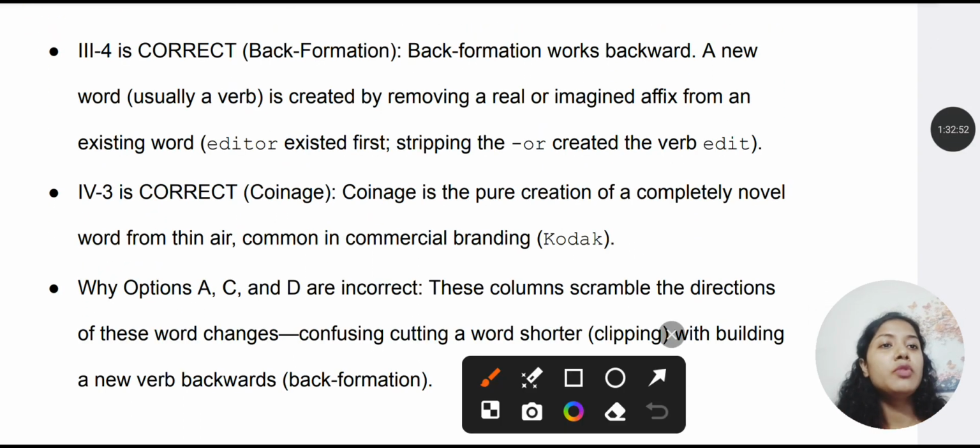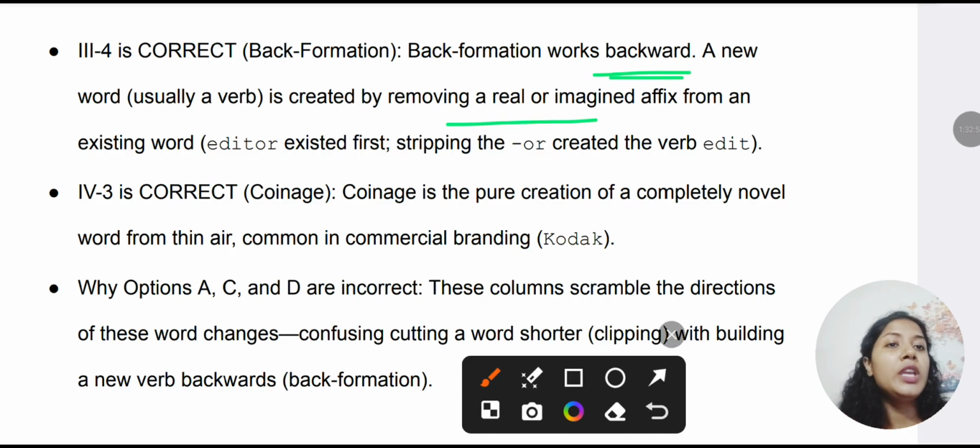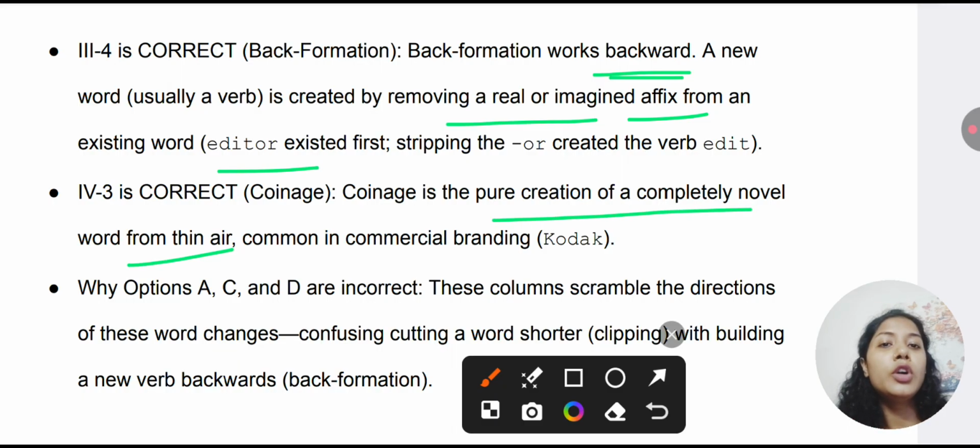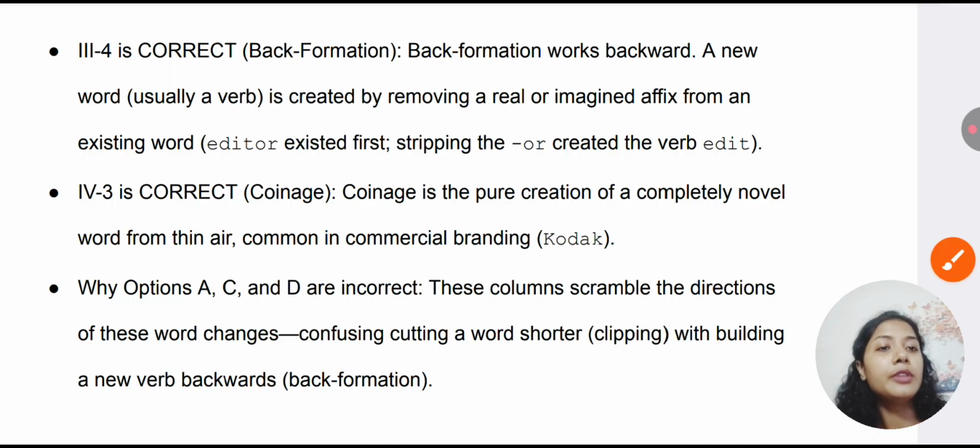Back formation works backward. So a new word, usually a verb, is created by removing a real or imagined affix from an existing word. Like editor existed first, and typing created the verb edit. Okay. And coinage is the pure creation of a completely novel word from thin air, common in commercial branding.